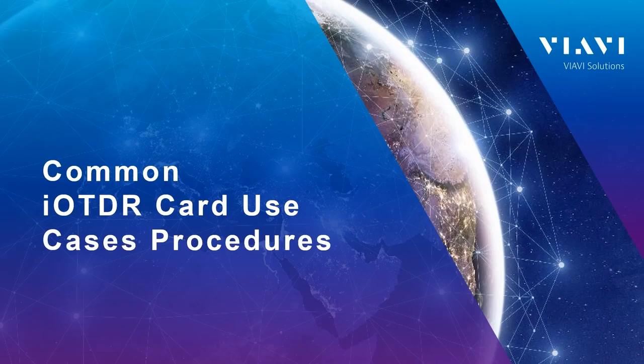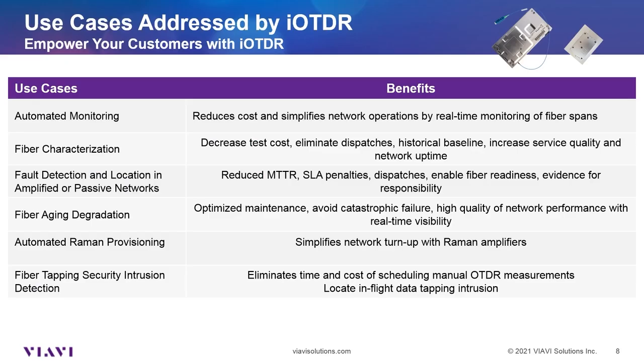So what are some common use cases and procedures you might use these in? The use cases addressed by the iOTDR product empower your customers to do the following. So you get automated monitoring, so you can reduce cost and automatically detect problems across your fiber spans. You can do fiber characterization.